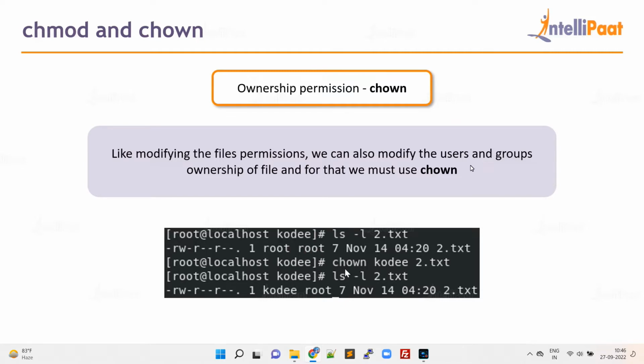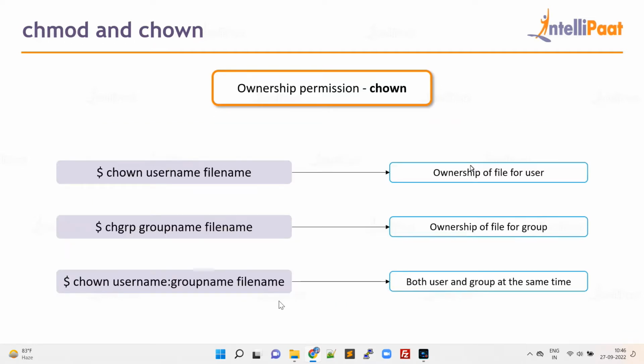So now I wanted permission, so I used the command chown cody 2.txt, and you can see the change over here. So even as a user cody, I've got the permission to use this particular file called 2.txt. So this is how you can use chown, and there are some other ways of doing it. So now you can see here chown username filename, ownership of file for user. So let's say I created a file, but let's say IntelliPad created a file, the user IntelliPad, and this particular user wants to give that permission to IntelliPad2 user.